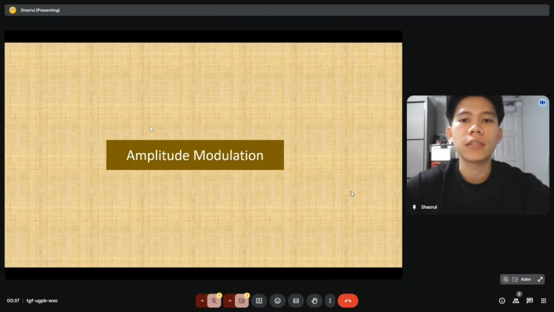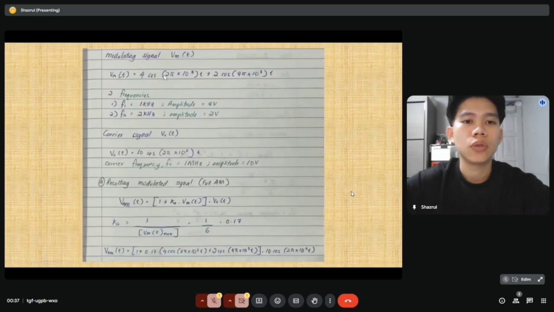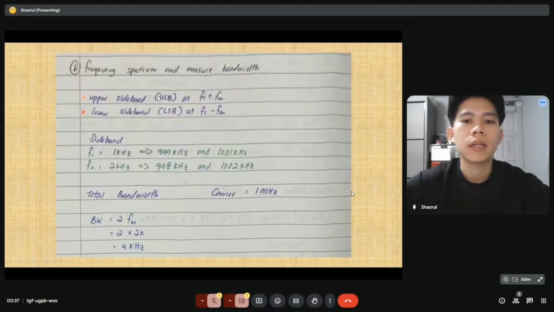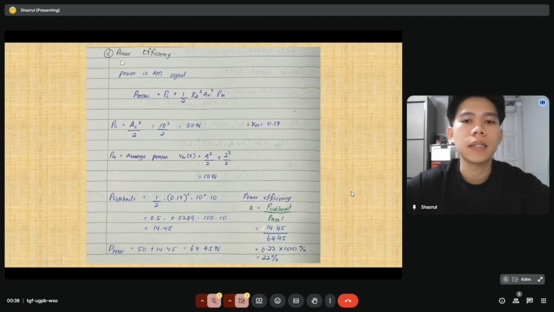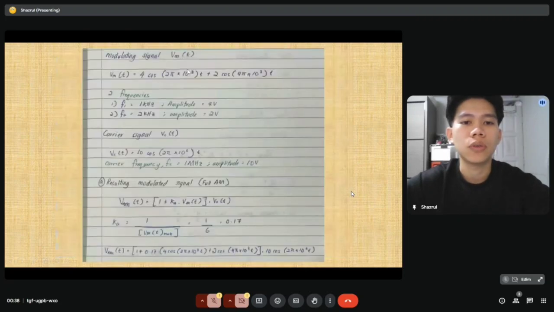I'm going to explain question 7, amplitude modulation. We have a modulating signal with two frequencies: 1 kilohertz and 2 kilohertz. We're going to find the resulting modulated signal, analyze the frequency spectrum, measure bandwidth, and then calculate the power efficiency. For the first question, we're going to use this standard AM equation.